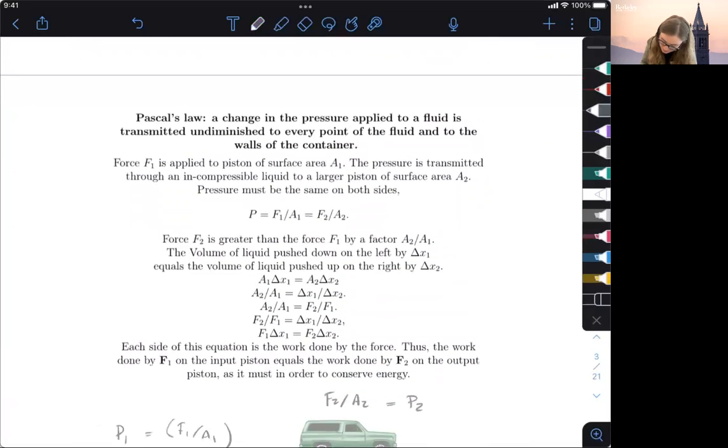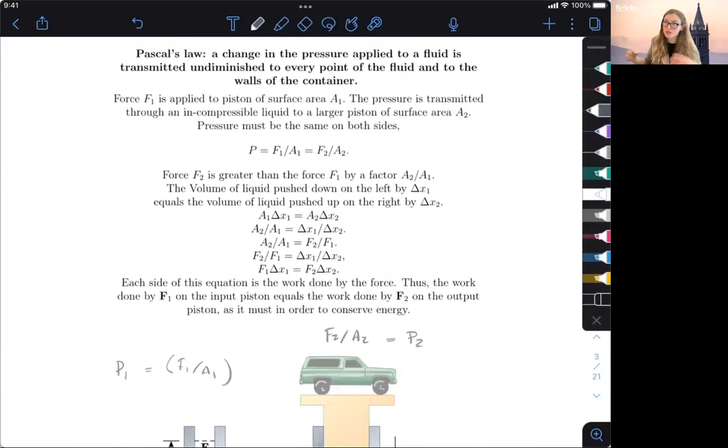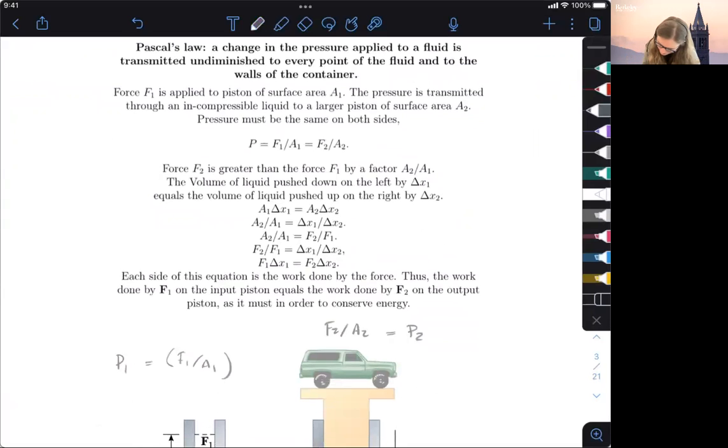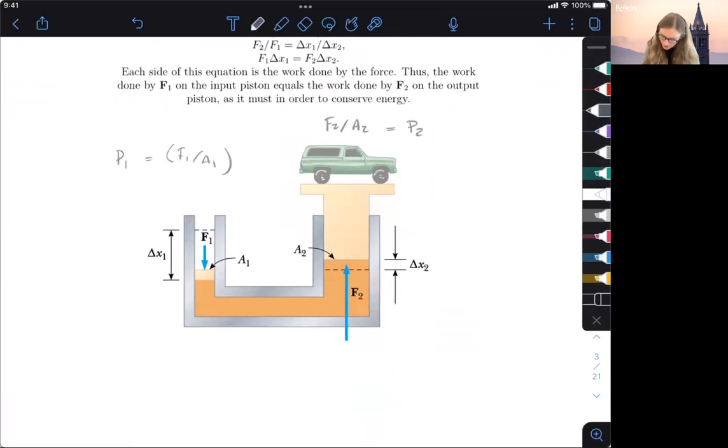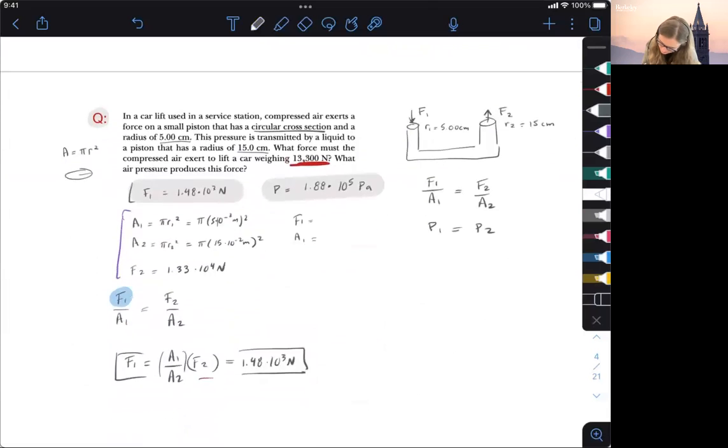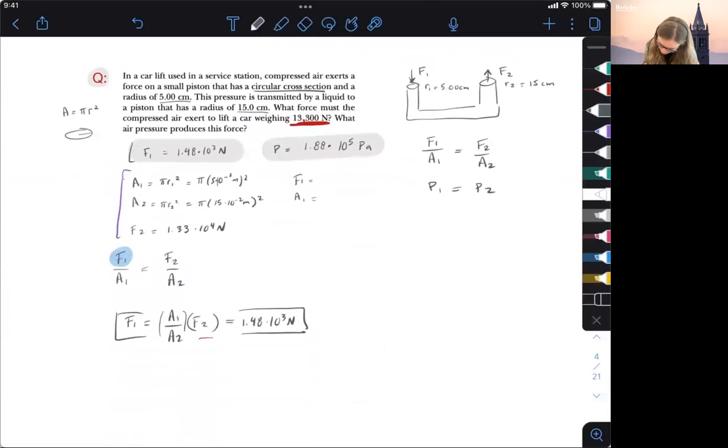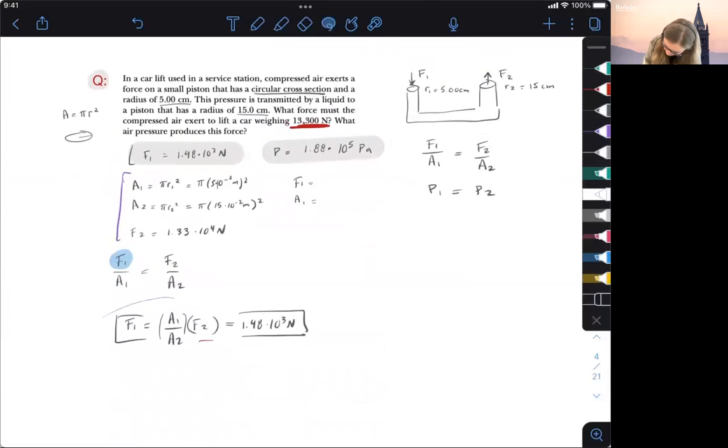So that's what this expression means. That's what Pascal's law is telling us. We can relate the pressures on two different sides, so long as we have an incompressible fluid, and we can show how the force on one side will affect the force on the other side, just dependent on that cross-sectional area. So yeah, just relating the pressures.